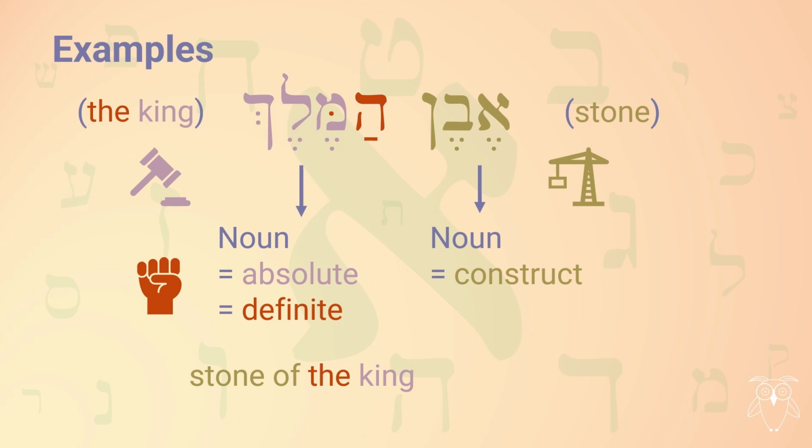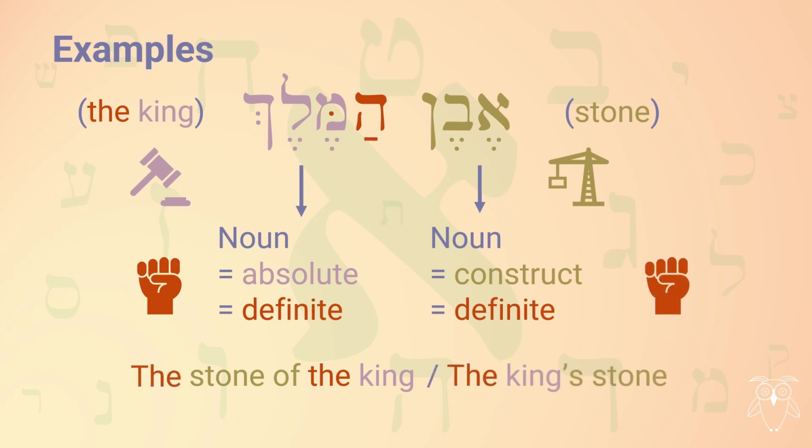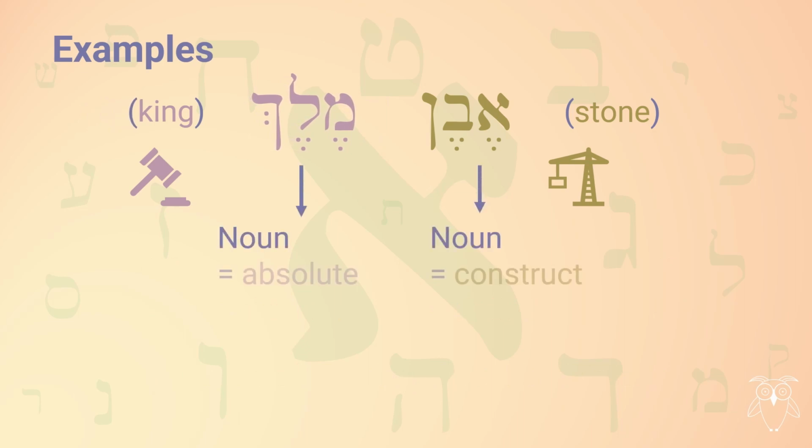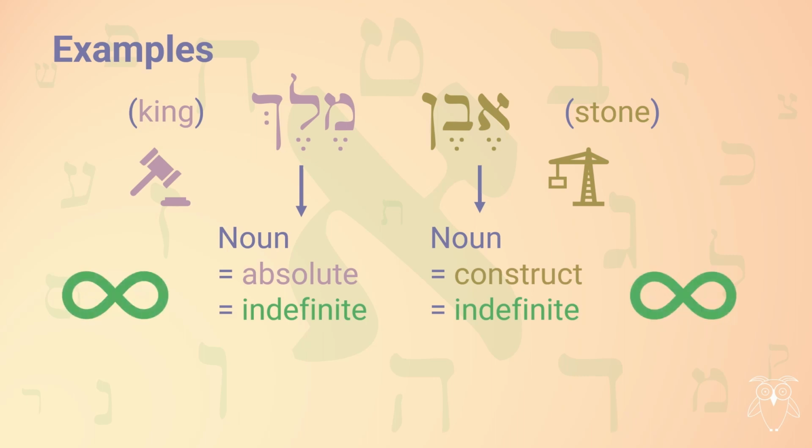But since the definiteness of the second word is projected onto the first one, we get the stone of the king, or the king's stone. But what if the second word is not definite? So instead of Even HaMelech, the stone of the king, we have Even Melech. Then both are indefinite. So instead of the stone of the king, it is a stone of a king.